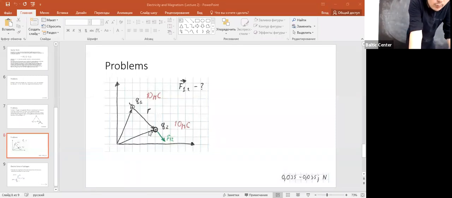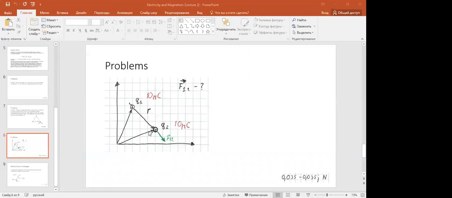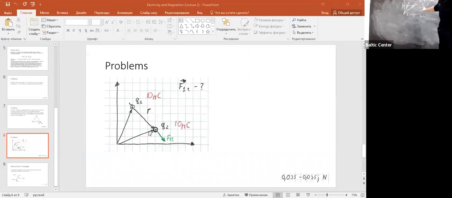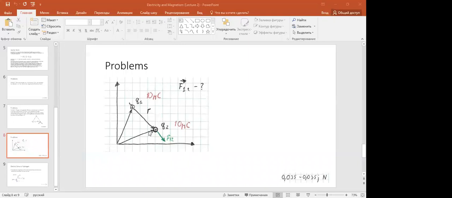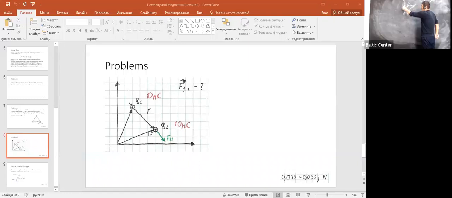So can you calculate now, guys? Can you hear me? Yes, yes. Can you calculate this one? We are trying. Okay. Is it visible for you? Yes. So here is 2, here is 7, here is 3. So this is Q1 and Q2. Q1 and Q2 are equal and equal to 10 microcoulomb. So you can calculate the force between the two charges.